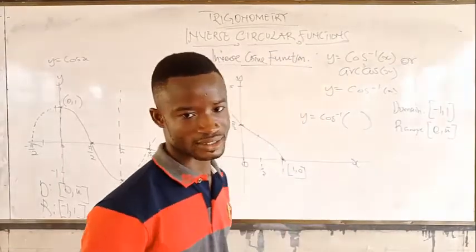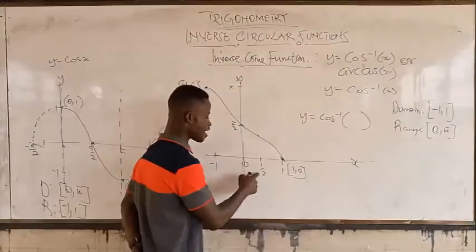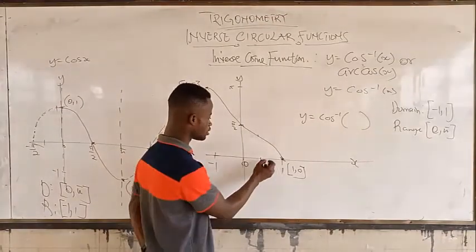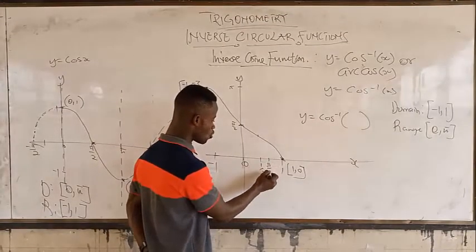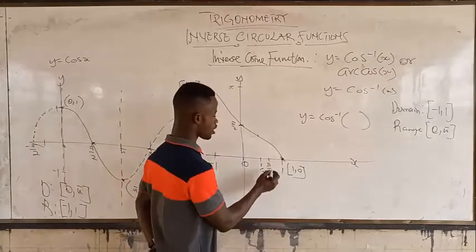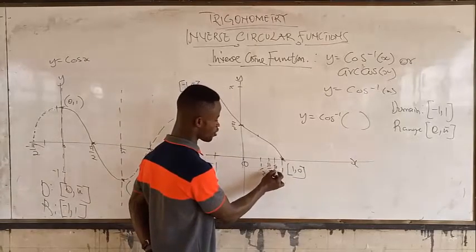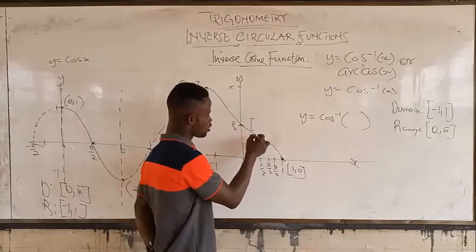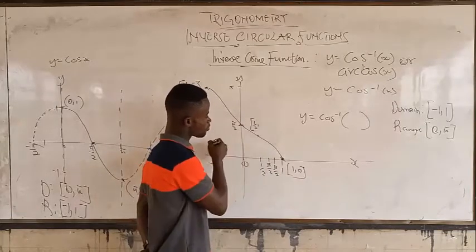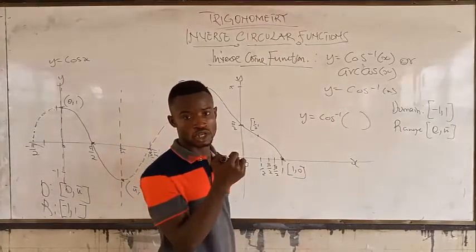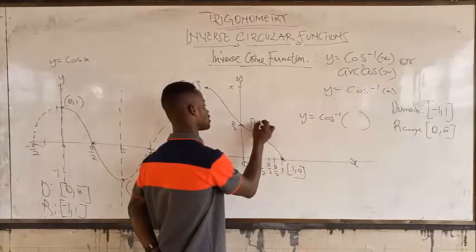So you can see that here we can have half. We can also get square root of 2 over 2 here, and square root of 3 over 2 also here. So for half, the y, or the output, will give you pi over 3.